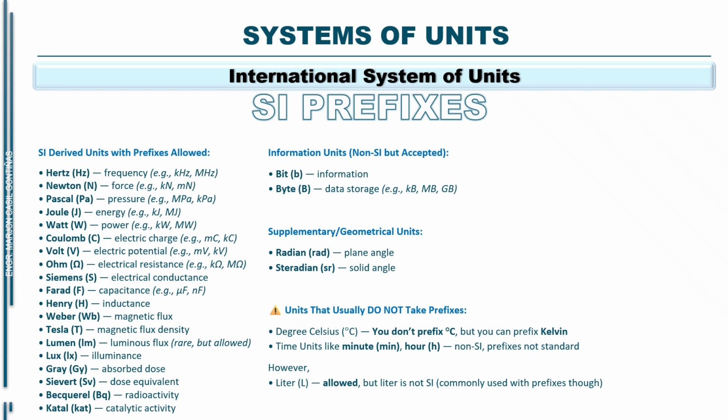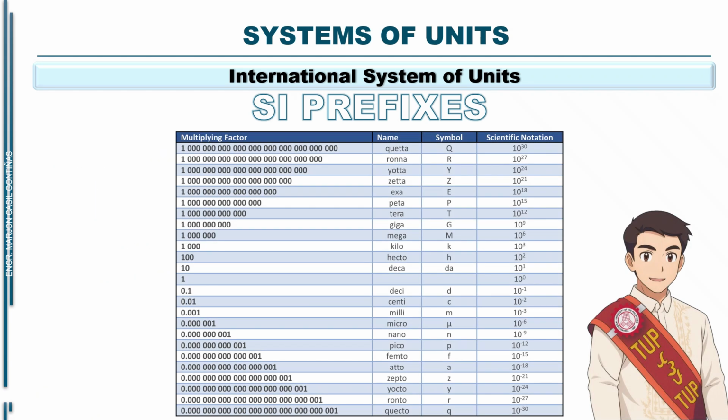Then, these are units that usually do not take prefixes: degree Celsius, but you can prefix Kelvin. For time units like minutes, hours, non-SI, prefixes not standard. Liter is allowed, but liter is not SI, commonly used with prefixes though. You don't have to memorize every single prefix, but it really helps to know the most common ones and their symbols, especially when you're solving engineering problems.